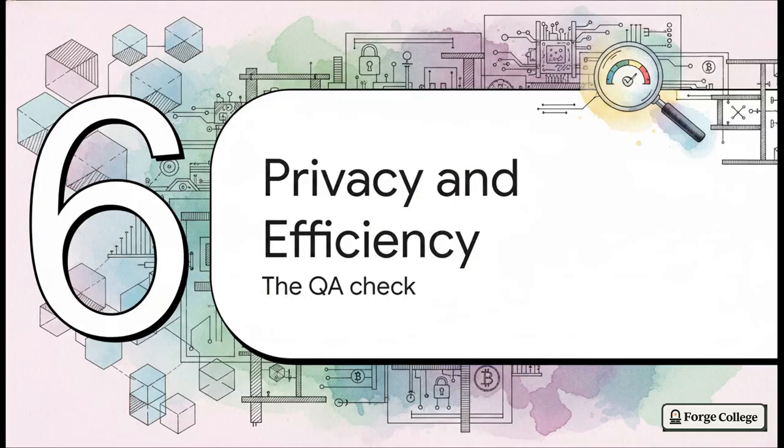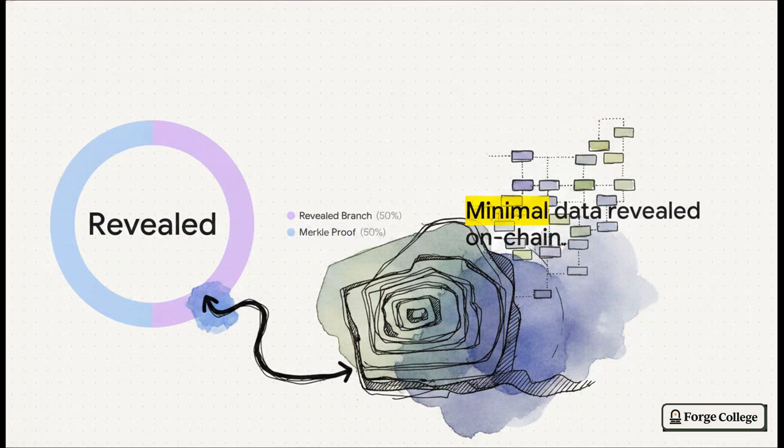Section 6. Privacy and Efficiency. Time for the final QA check. When you actually go to spend your Bitcoin, let's say you're using the time lock condition we built into Leaf B, you only reveal that specific leaf, along with the tiny Merkle proof representing the sibling hash of Leaf A. That is literally it. The actual script contents of Leaf A stay completely invisible to the blockchain. You don't leak your backup plans to the public, and you don't pay network fees for data you didn't even use.